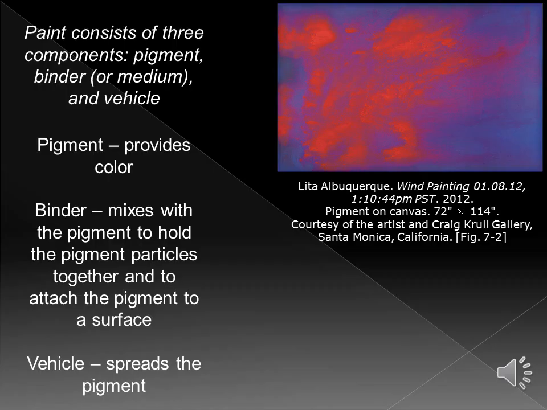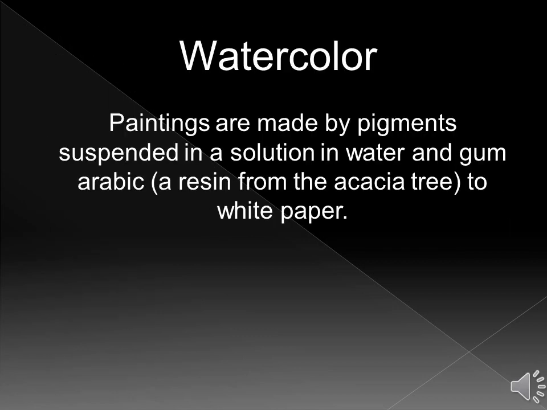Just to reinforce what we went over in the introduction, we're going to go over the three components of paint again, which are pigment, binder, or the medium, and vehicle. Pigment provides color and usually exists in some type of powder form. Early man ground up different types of minerals and dried plant juices to get early pigments. Binder mixes with the pigment to hold the pigment particles together and to attach the pigment to a surface, and vehicle spreads the pigment.